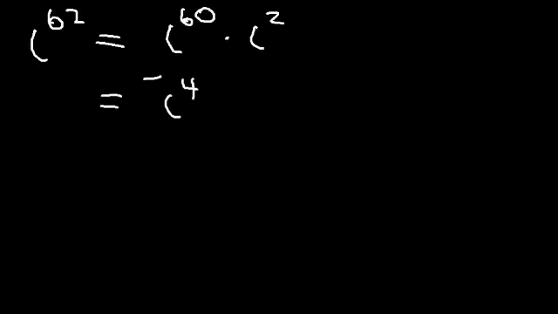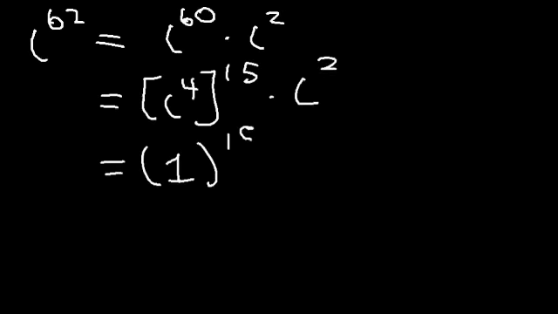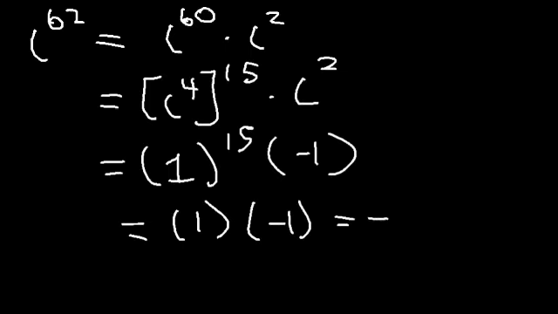What about i raised to the 62? This is i to the 60th times i squared. And i to the 60th is basically i to the 4th raised to the 15th power. i to the 4th is 1. i squared is negative 1. 1 raised to anything is 1. So 1 times negative 1 is negative 1.